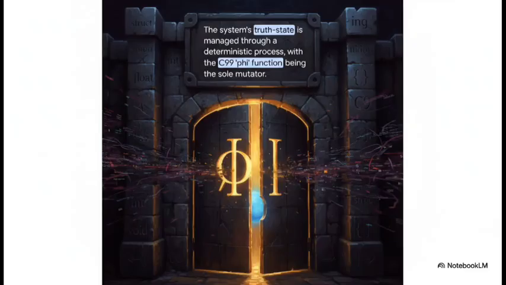So how does it enforce that separation? By writing the core truth engine in C99, which is a really low-level, predictable programming language. The security policy is written in stone. There's a single function, interestingly named phi, and it is the one and only gatekeeper for any change. No other piece of code can even touch the truth state. This whole setup guarantees its behavior is completely predictable.